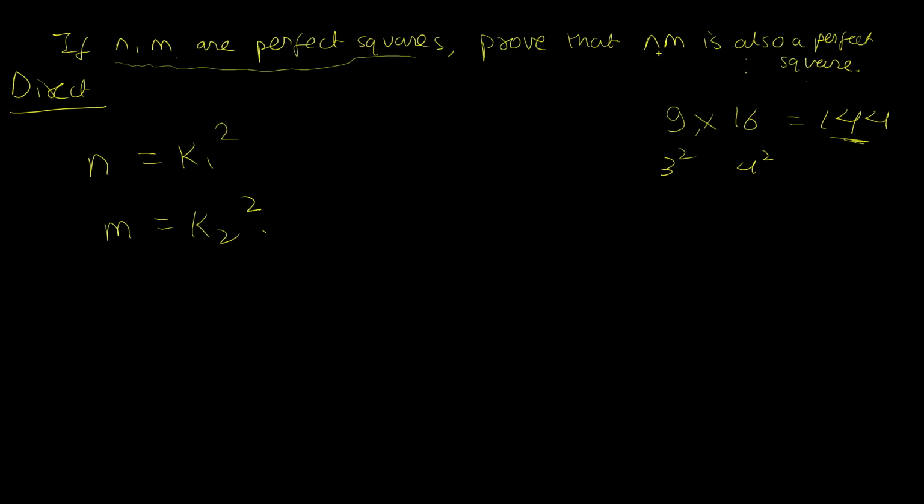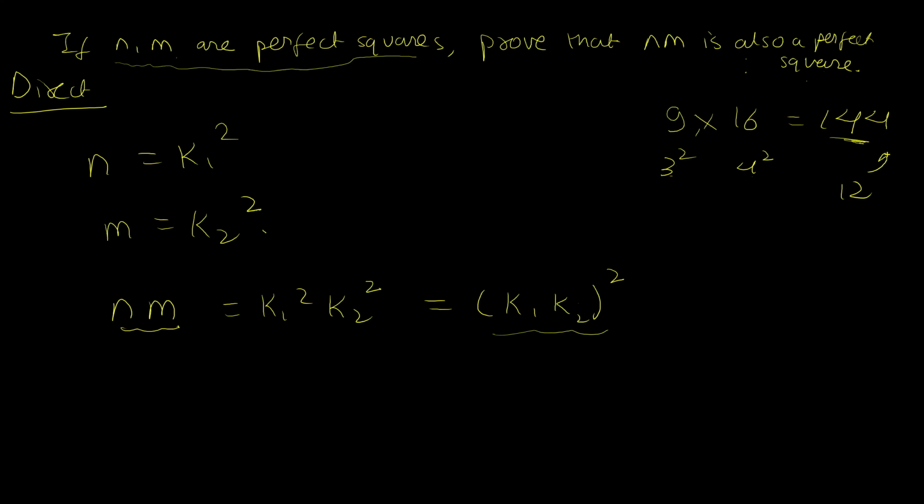Now let me take the product n times m and see what I get. When I multiply n by m, I get k1 squared times k2 squared, which you can see is (k1 k2) whole squared. And this is enough to prove that n times m is also a perfect square. And it tells us that it is the perfect square of the product of k1 and k2. So if I look here, 9 is 3 squared, 16 is 4 squared, and 3 times 4 is 12.